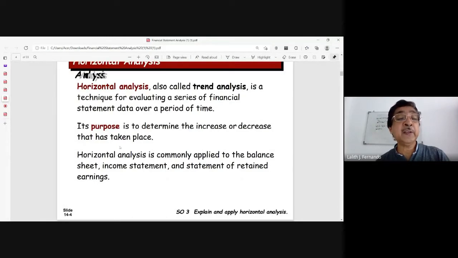Now this horizontal analysis is also known as trend analysis. It's a technique for evaluating a series of financial statement data over a period of time. This is simple. If you take one organization, you can have different years, say 3 to 4 years, or 5 years. Within those 5 years, you can see how the ratios have changed. Its purpose is to determine the increase or decrease that has taken place. Horizontal analysis is commonly applied to the balance sheet, income statement, and statement of retained earnings.